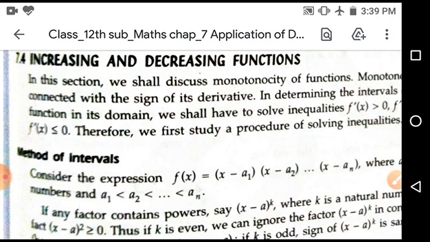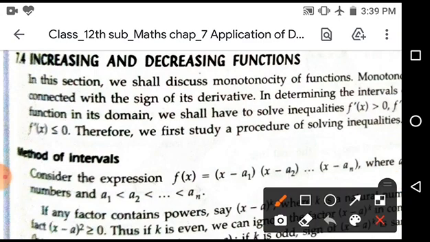In the first part, we discussed some important topics like approximation, tangents, normals, etc. And in this video we will discuss some other important topics like increasing and decreasing functions, maxima and minima, and application of maxima and minima. Clear? So, start students. The first topic is increasing and decreasing functions.